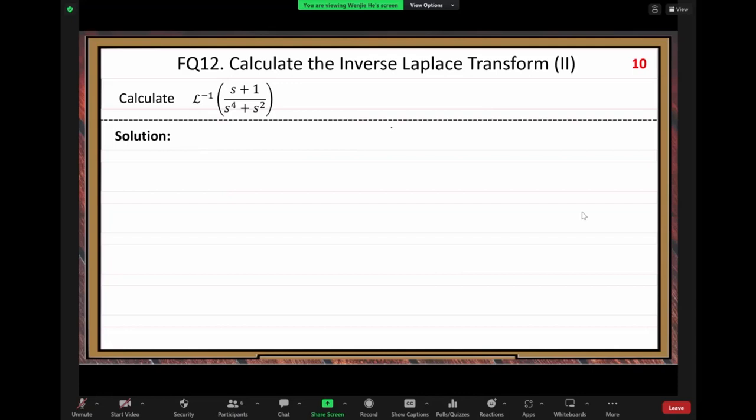The fraction, we split the denominator first: S squared times S squared plus 1. But this time, inside the parenthesis, the numerator S plus 1, we take it out. Then we split the fraction like this. Common denominator, the same as before, but if you do the subtraction, the numerator is 1. So we do not need to do any adjustment. No adjustment for this one.